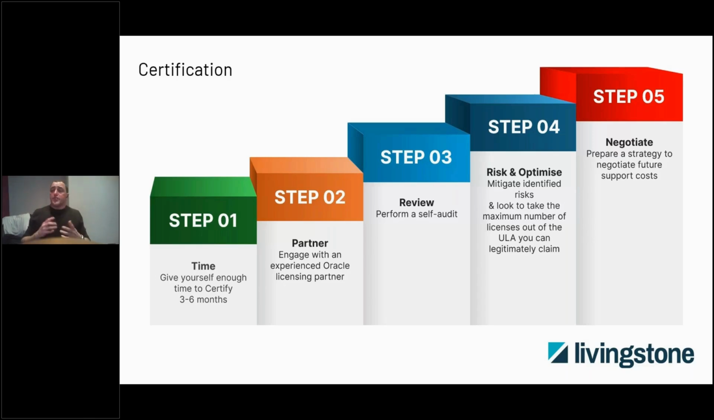The second step is to engage with an experienced licensing partner like Livingstone. I often draw this analogy that trying to certify out of a ULA is like trying to play chess with a grandmaster. Oracle are incredibly skilled and experienced at pulling psychological tricks on their customers to make it seem like a renewal is the only real option that a customer has, and that a certification is far too risky and far too difficult for them to undertake. And that perception can seem very real.